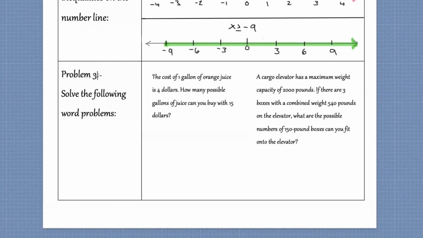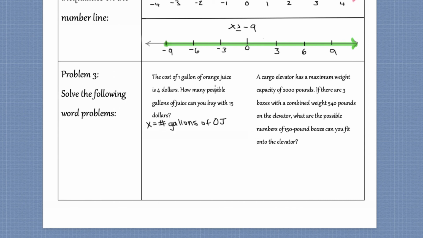Problem 3 says solve the following word problems. So we have 2 word problems here, and I'm going to look at the first one. Our first word problem says the cost of 1 gallon of orange juice is $4. How many possible gallons of juice can you buy with $15? So the first thing we're going to want to do is define the variable that we're going to be using. We're going to define our variable as x, and we're going to say that x is equal to the number of gallons of orange juice that you buy.